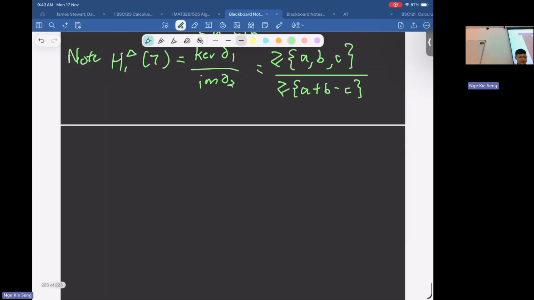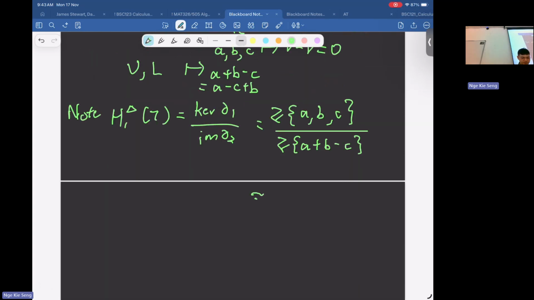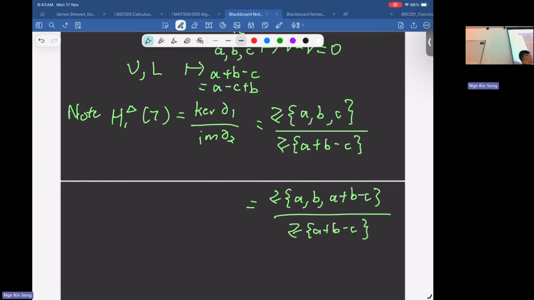Because the top one, we can do a change of basis to Z of a, b, a plus b minus c. Okay, and then quotient out by the scalar multiple of a plus b minus c. In this case, any linear combination involving a plus b minus c will go to 0. So then this will get Z of a, b, which is Z plus Z. This is H.